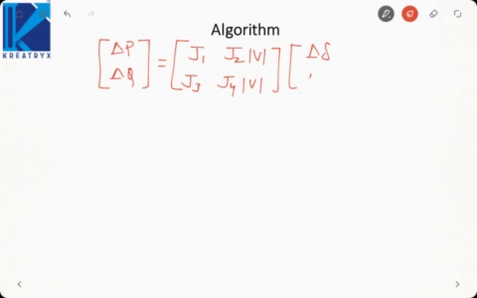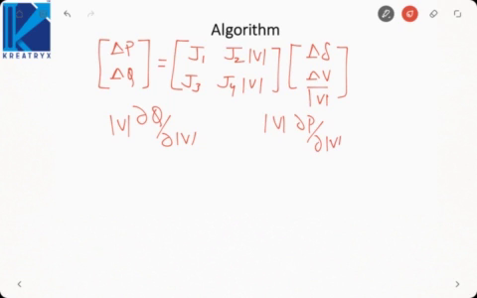Because here I will take delta V by mod V. As you saw, the elements that we calculated, del Q by del mod V, here also we took mod V, and mod V into del P by del mod V. So that way the elements became compact, and hence we will use it something like this. Okay, this can also be written as HNJL. That is, we have given these matrices a name, that is H, N, J and L.